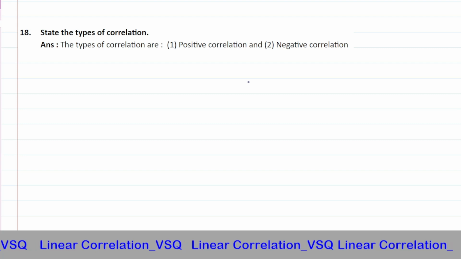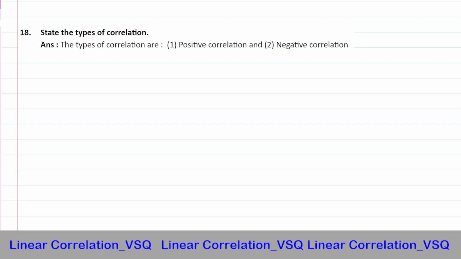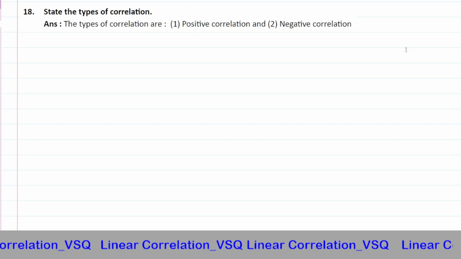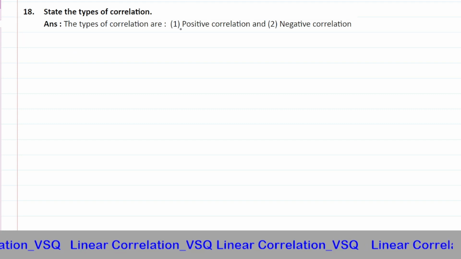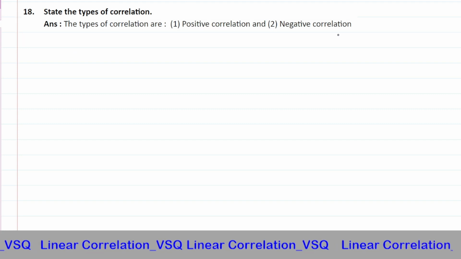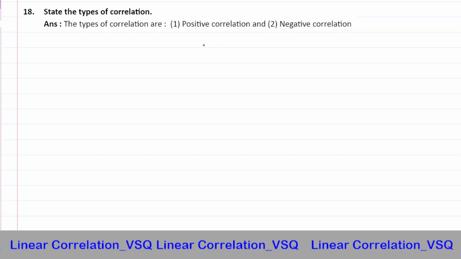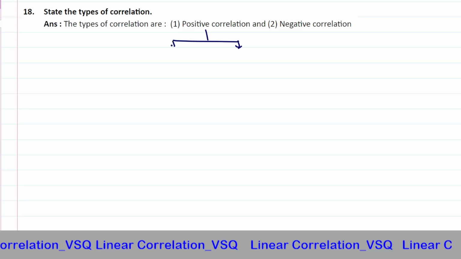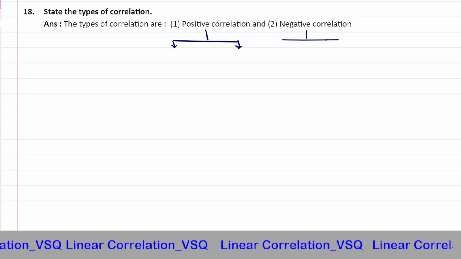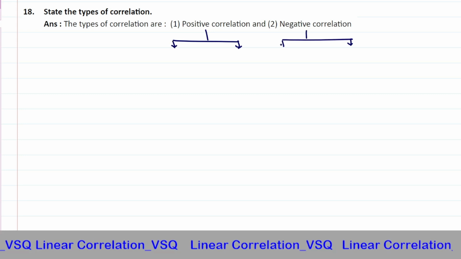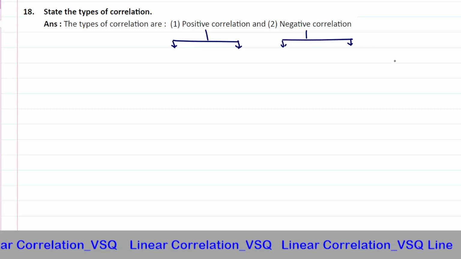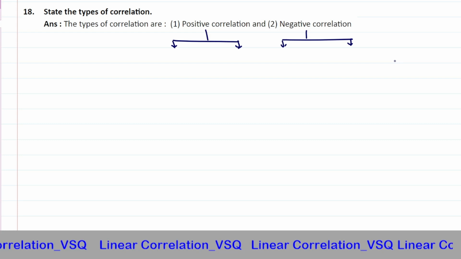Question number 18. State the types of correlation. There are two types of correlation, positive correlation and negative correlation. In positive correlation, there are two types, perfect positive and partial positive correlation. And in negative correlation, there are two types, perfect negative and partial negative correlation.